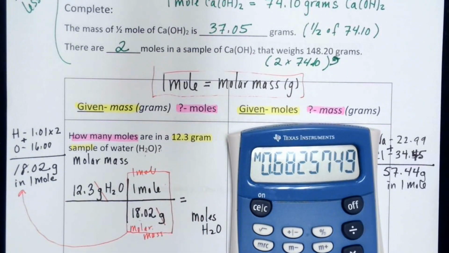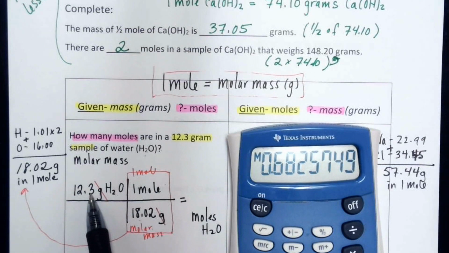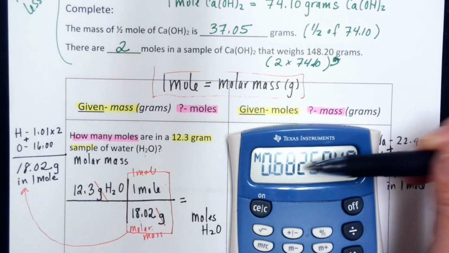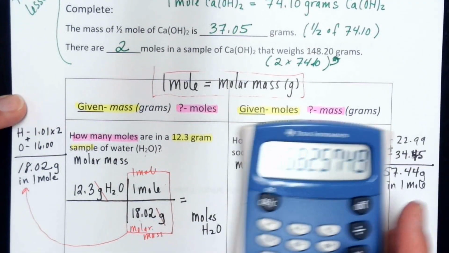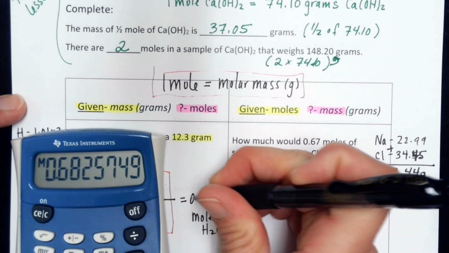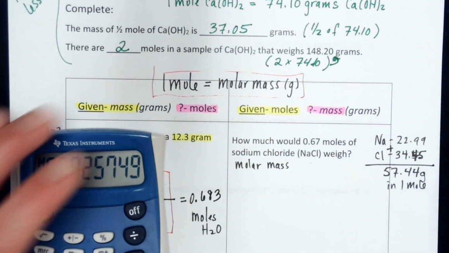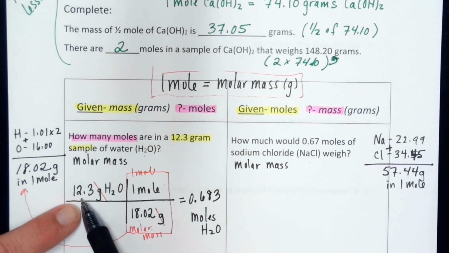And I get 0.682749. Okay, so where am I going to round this to? Well, I've got 1, 2, 3 digits. The 0 doesn't count, so I'm going to go 1, 2, 3 digits. So I'm going to go with, I'll write it over here, 0.683.